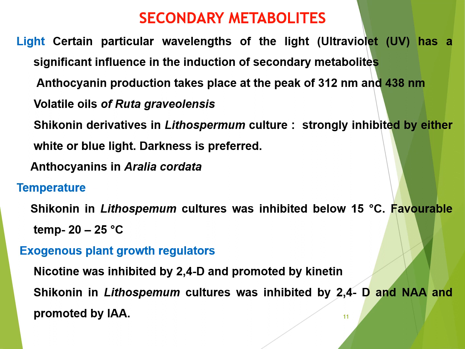Certain growth regulators enhance the secondary metabolite production. Example, 2,4-D inhibits nicotine production while kinetin promotes nicotine production. Similarly, for shikonin production too, 2,4-D inhibits its production while indole acetic acid promotes it.